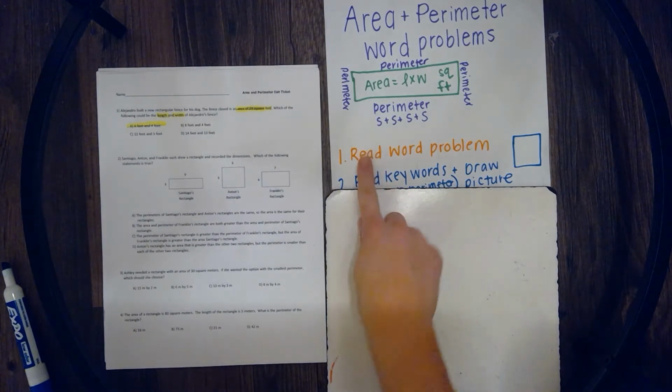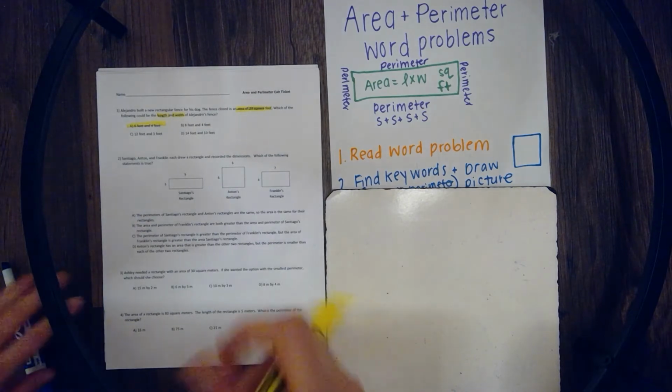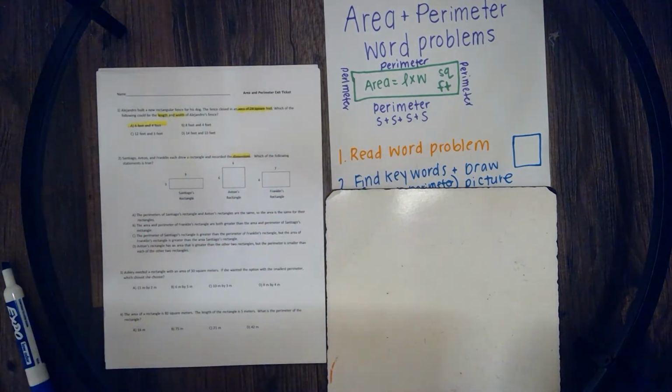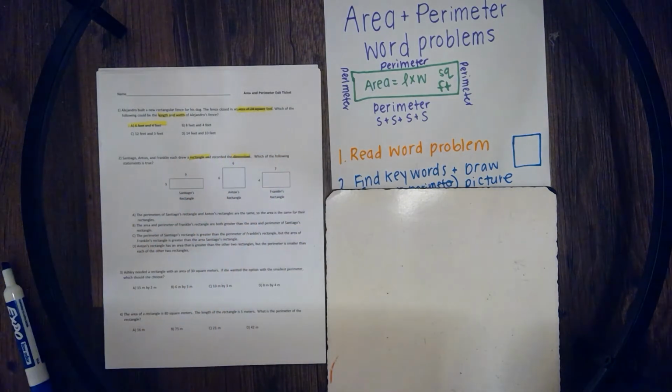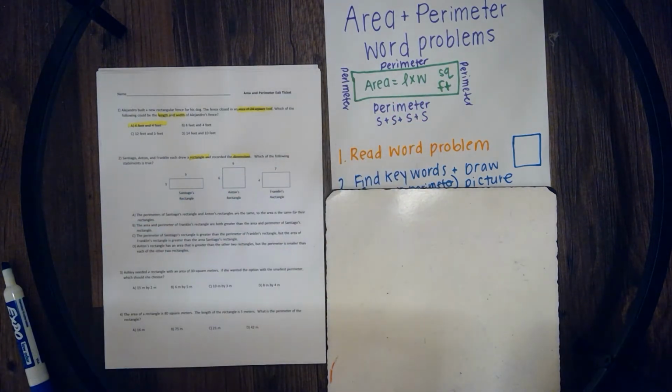All right, let's go ahead and do step 1. Read the question. Santiago, Antoine, and Franklin each drew a rectangle and recorded the dimensions. Which of the following statements is true? I'm going to look for some of my keywords. I am going to highlight the word dimensions because that's really the only word that's helping me here. I could highlight rectangle too because we know we're working with rectangles. We know the formulas for finding the area and perimeter of rectangles. So I kind of need more information here.